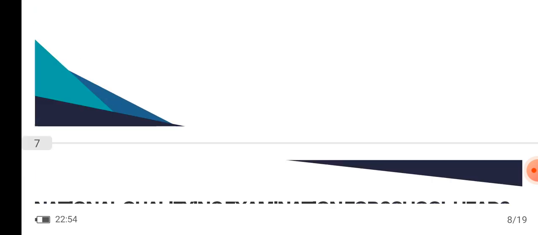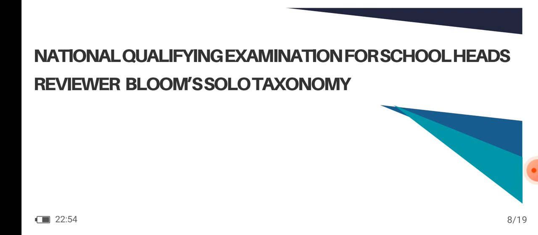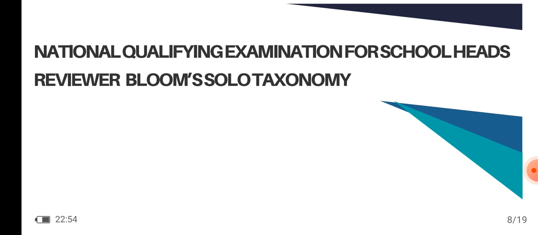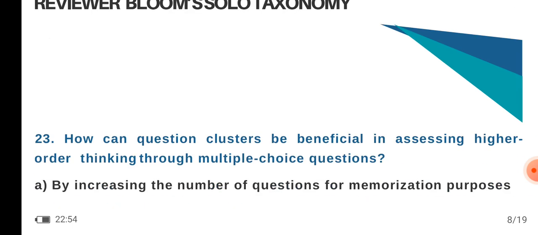Number 23 of our National Qualifying Examination for School Heads Reviewer, Bloom's Taxonomy. This is the NQESH Reviewer, Bloom's SOLO Taxonomy. Number 23.